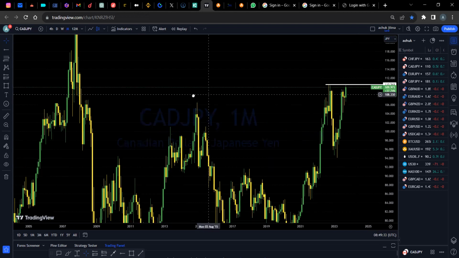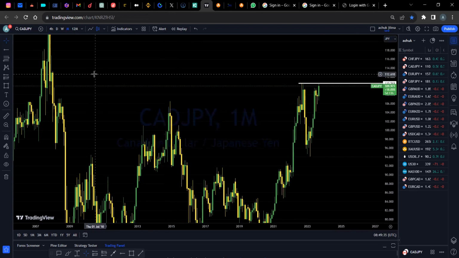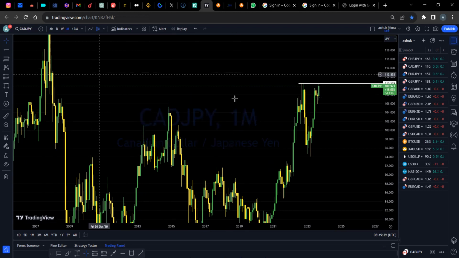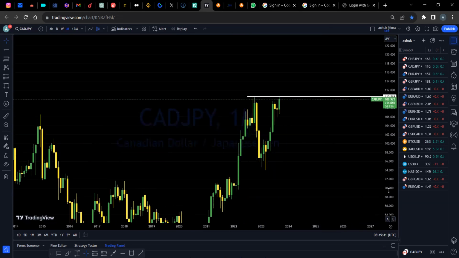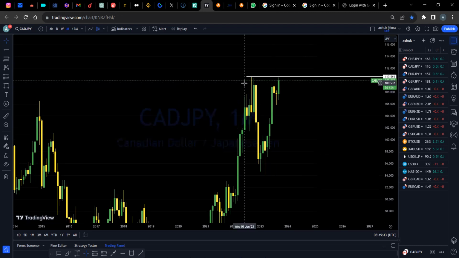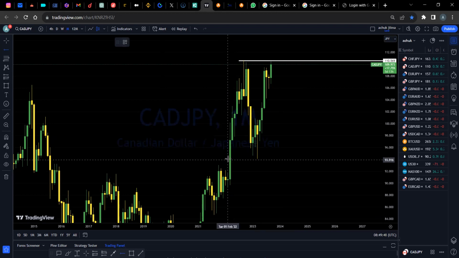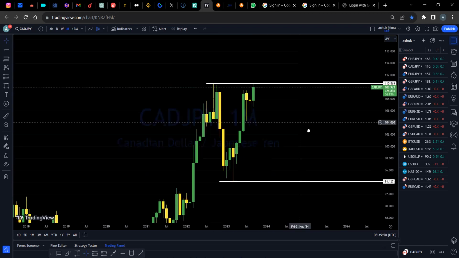So CADJPY, the CAD and the yen, it's looking so good. Will this be the area where we shall have a turn and then possibly come back to retest this low? So this is a very good area.